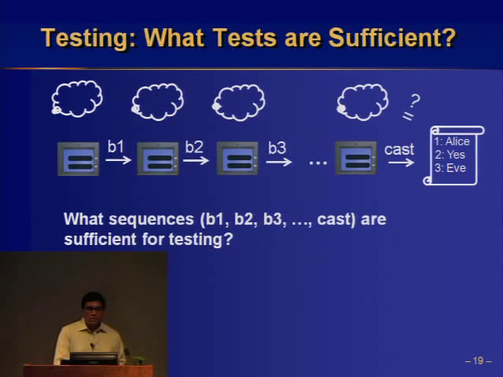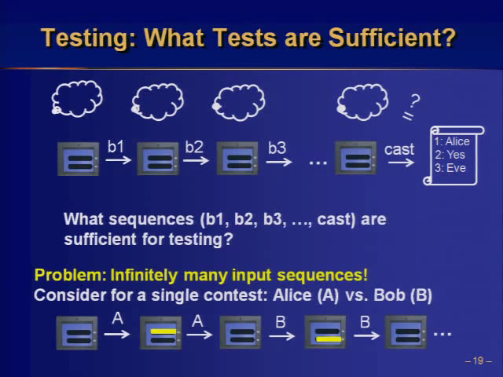So the question is, what sequences of button presses are sufficient for testing? What is the set of test cases that we can use to be able to prove trace equivalence? A priori, this is quite hard because you might end up needing infinitely many input sequences. The reason is that if you just consider the voting machine as a black box, you don't know if, for instance, you toggle the button for Alice 100 times, whether some hidden logic would then be activated and cause something to go wrong. For instance, if you had a single contest and just alternated between selecting Alice and Bob, you don't know how many times you should alternate before you see some bad behavior.